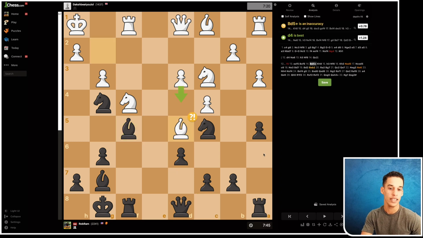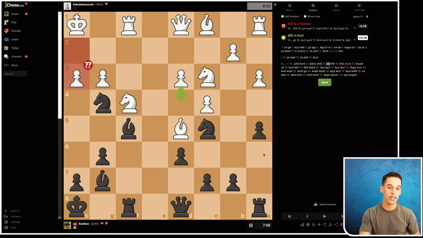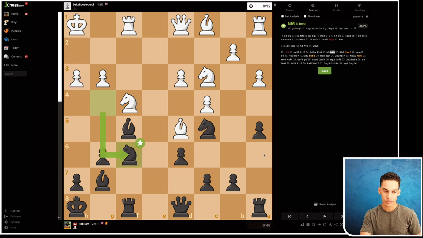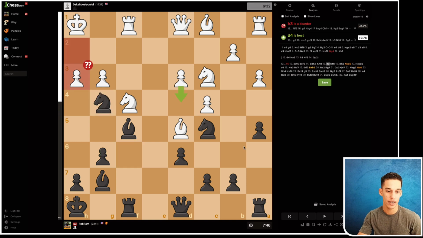So d4, he did bishop d5 instead. I moved the king. h3 is a blunder, and knight f6. Again, knight f6. Every time he doesn't do d4, guys, the engine is gonna mark it as a blunder. So we both underestimated d4.